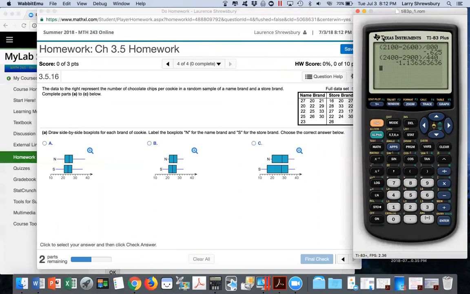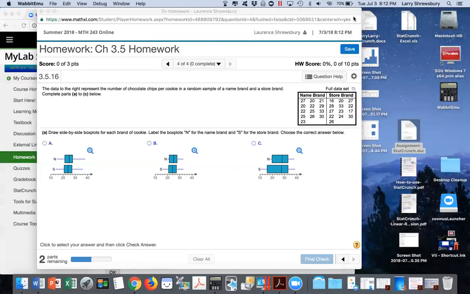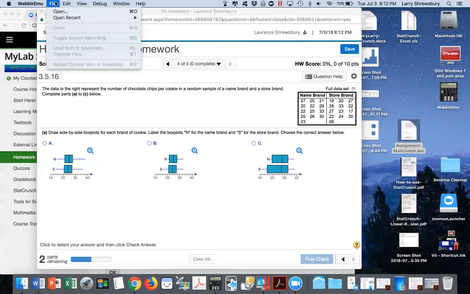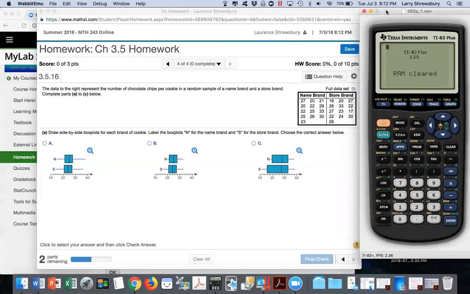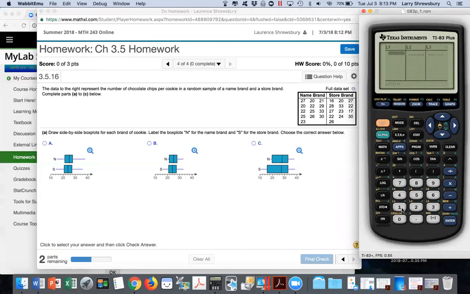Oh, my calculator fell asleep on me, so whenever it does that, I just have to reboot it. And there it is, which fortunately is easy to do. All right, so let's press Stat, 1 for Edit, and if you've got any data in there, you know what to do. You highlight list 1, press Clear, and then press Enter. Now, let's go ahead and enter our data.